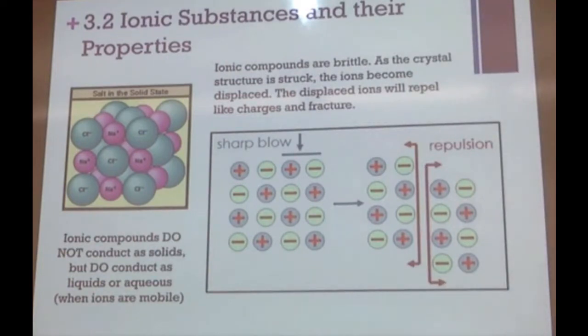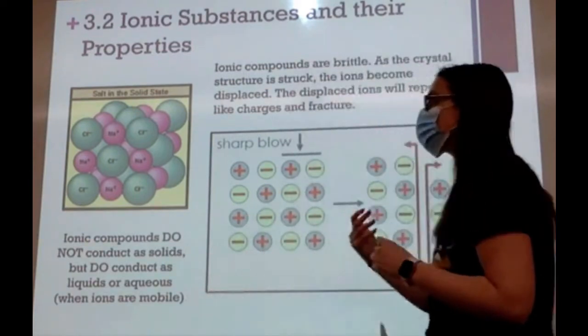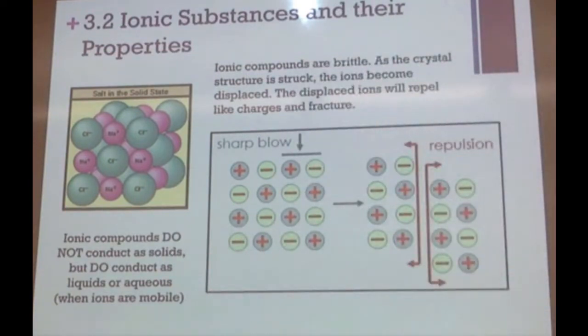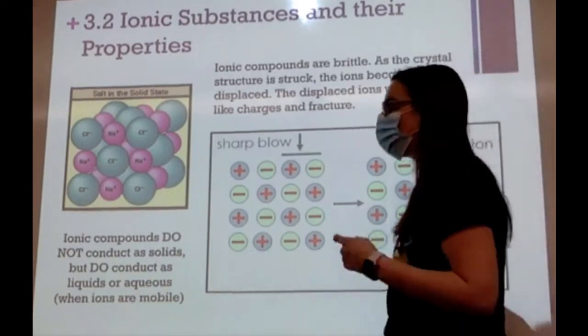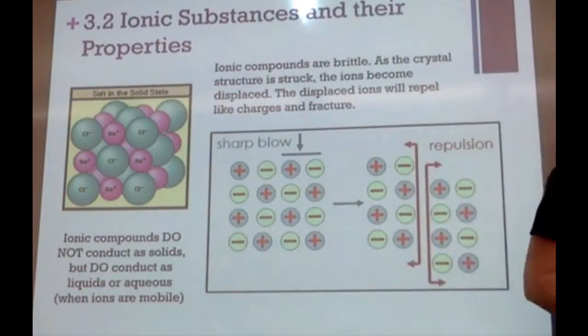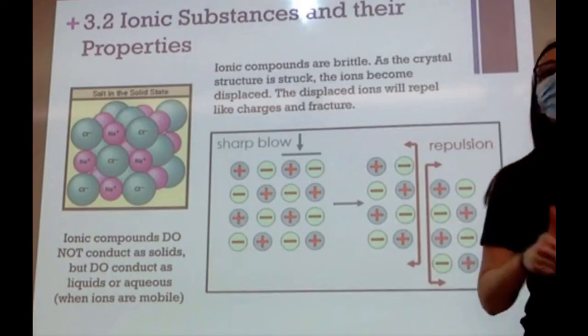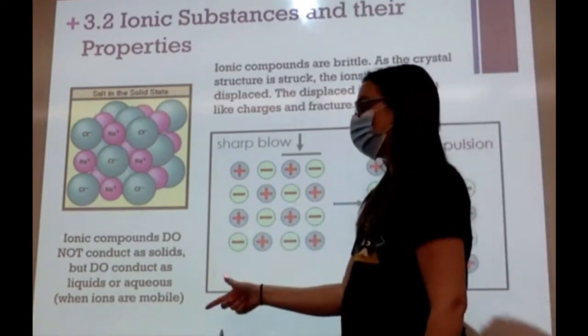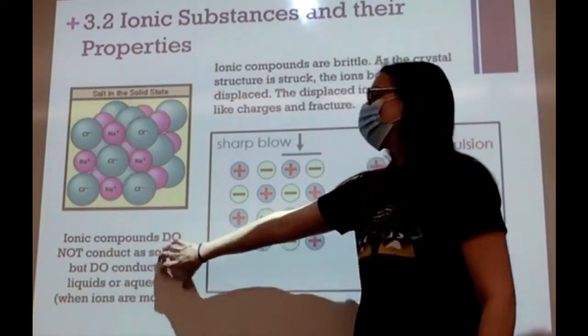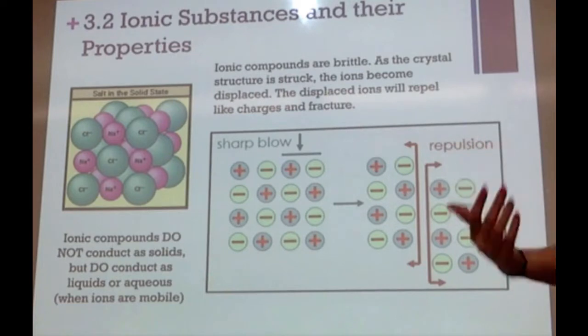When ions are able to move, when ions are mobile, the substance will conduct. So ionic compounds do not conduct as solids, but do conduct as liquids or aqueous solutions. So if you are trying to test if something is ionic, the first thing that you should test is conductivity as a solid, and then conductivity as a solution. This is the only type of solid that has this unique conductivity property. Everything else either conducts or it doesn't.